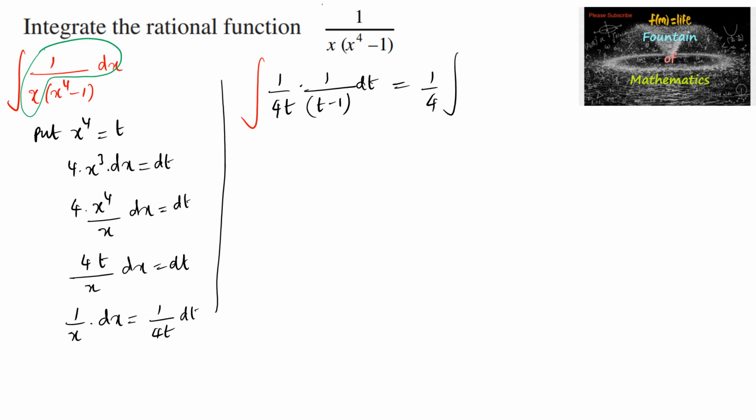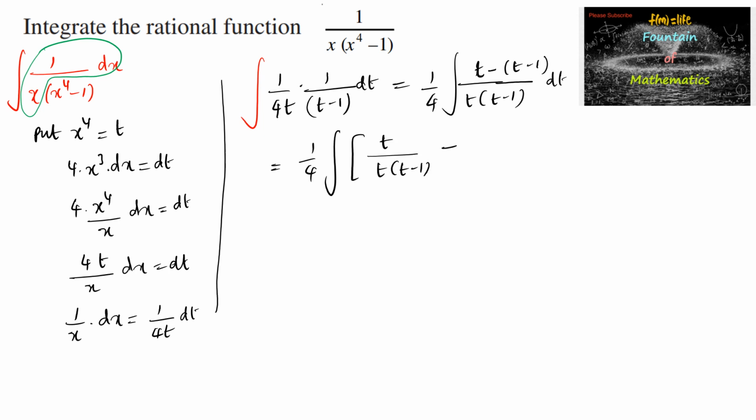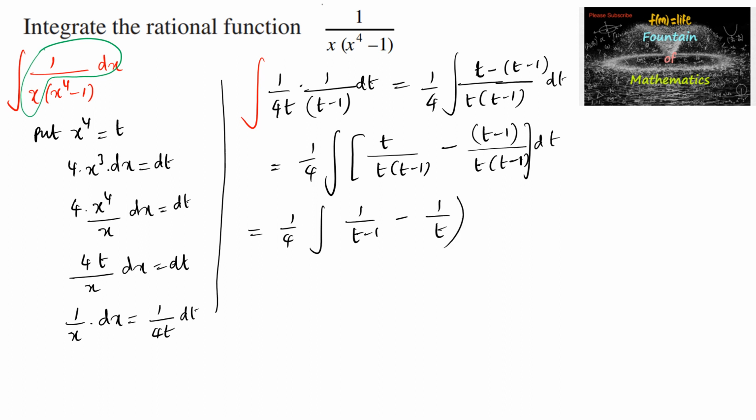1 by 4 times integral 1 by t into t minus 1. Since the difference between t and t minus 1 is 1, so we can write t minus of t minus 1 dt. So which is equal to 1 by 4 times integral t upon t into t minus 1 minus t minus 1 upon t into t minus 1 dt. That is 1 by 4 times integral 1 by t minus 1 minus 1 upon t dt.